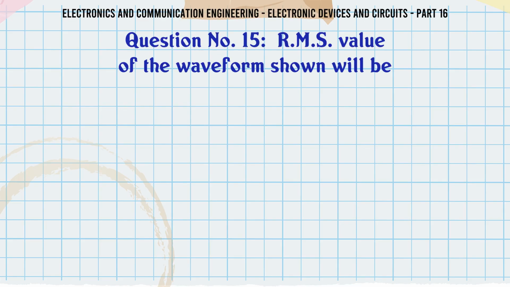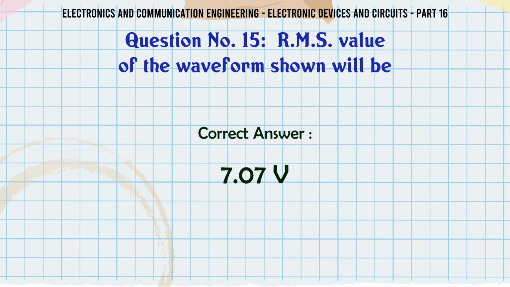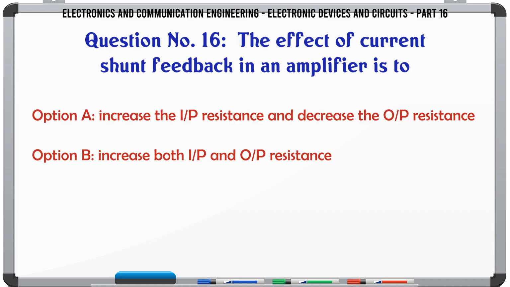RMS value of the waveform shown will be: A. 3.53 V. B. 1 V. C. 7.07 V. D. 8.56 V. The correct answer is 7.07 V.